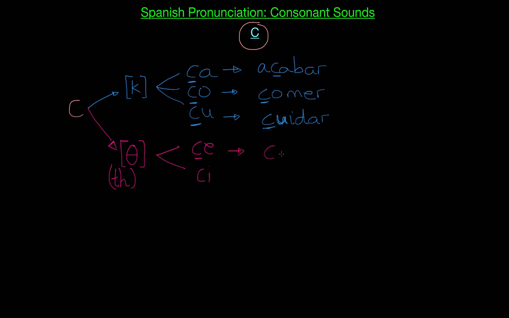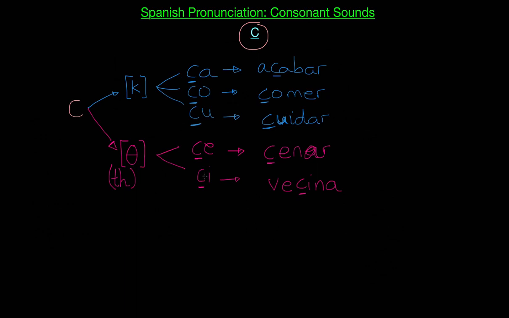An example of this is the word cenar, to have dinner. And when I come across this, I'm going to say thi. For example, vecina, neighbor. So let's go through this again. This would be ka, this would be ko, this is ku, this is the, and this is thi.